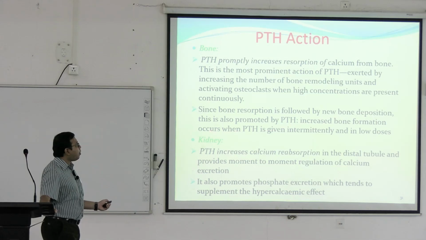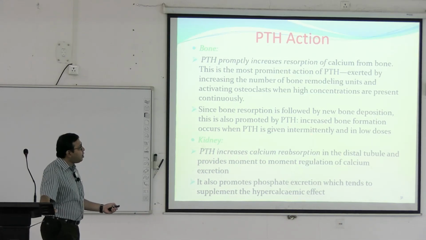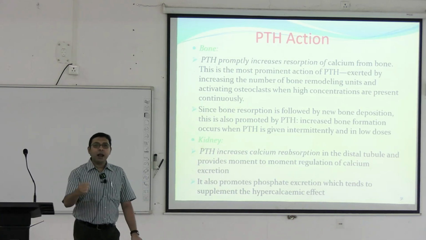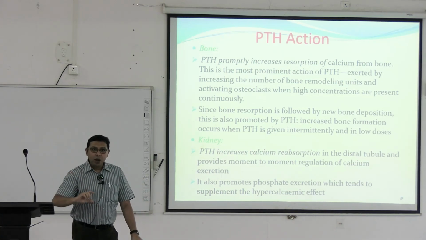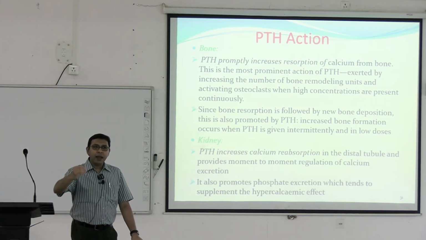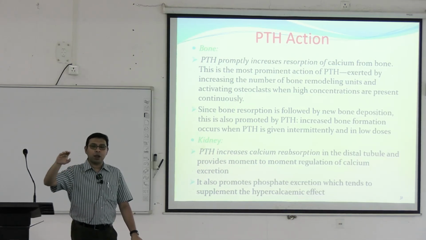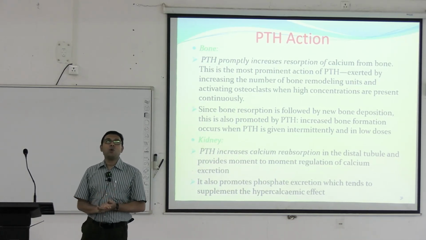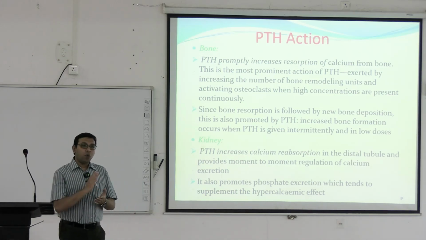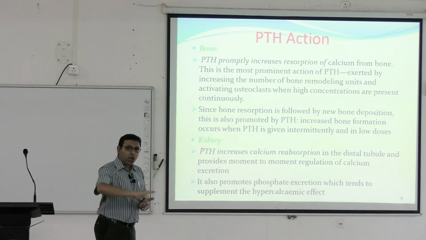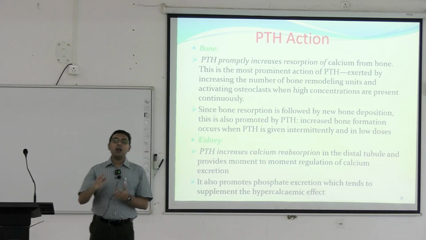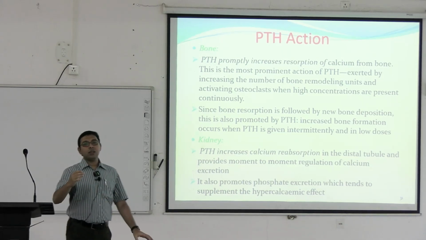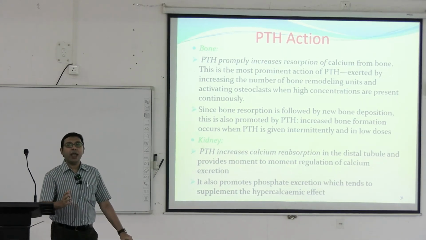So increased bone formation occurs when parathyroid hormone is given intermittently and in low doses. That is, with some gap and in low doses, that helps in slight bone resorption and more bone formation. So that can be used as a treatment for osteoporosis when the bone formation is defective. And when the parathyroid hormone is given continuously for a long duration of time, usually that leads to more bone resorption than bone formation.